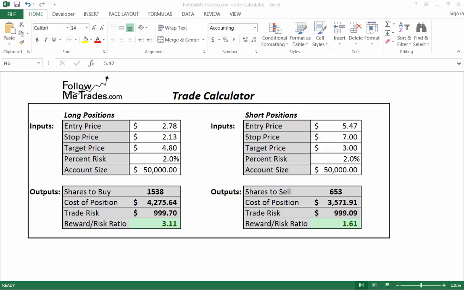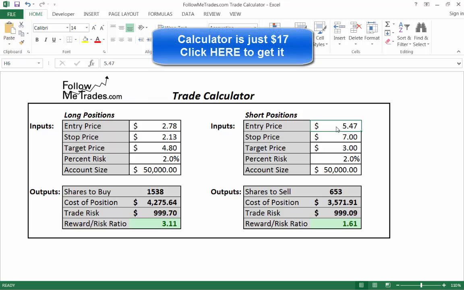So here's the calculator, and again over here is the short position. The formulas are backward from a long position. So let me type in my entry is 65.94. My stop price is 78.84. And my target price is 40.15.